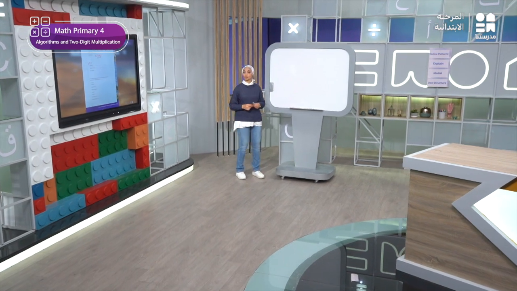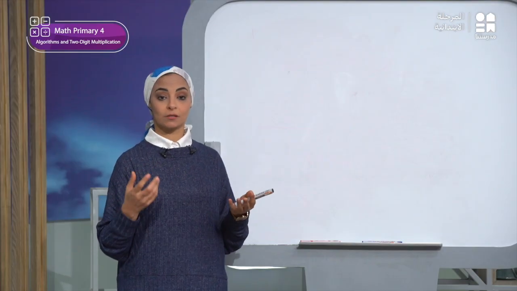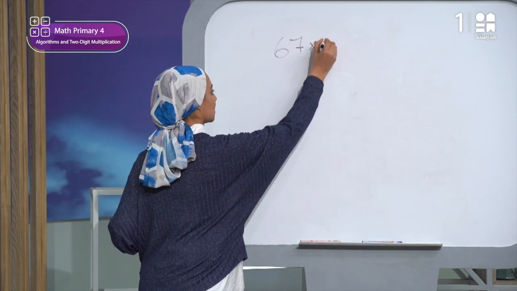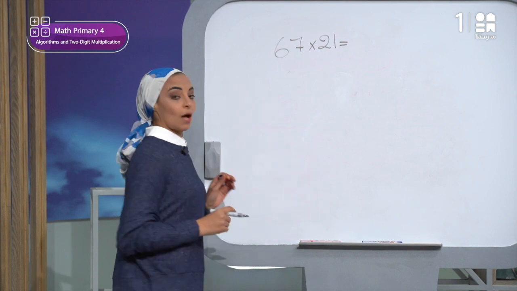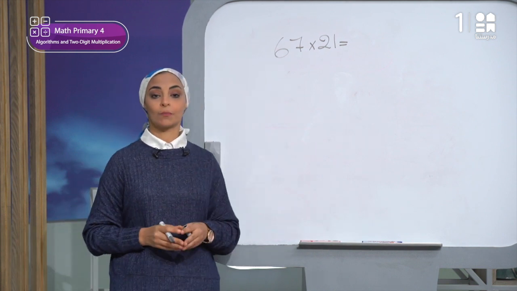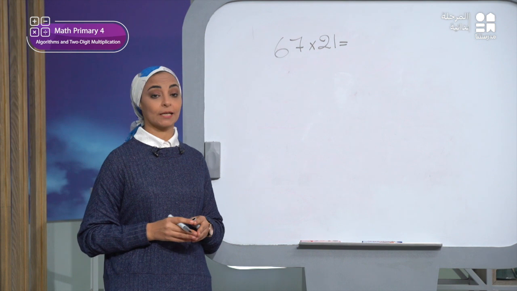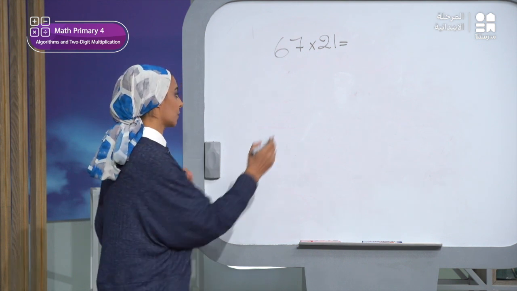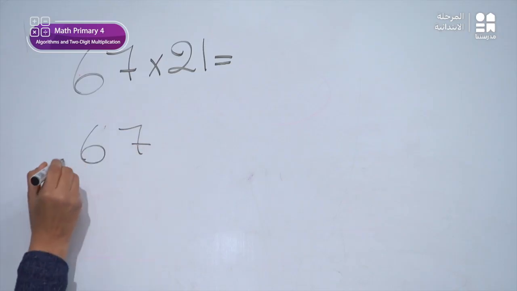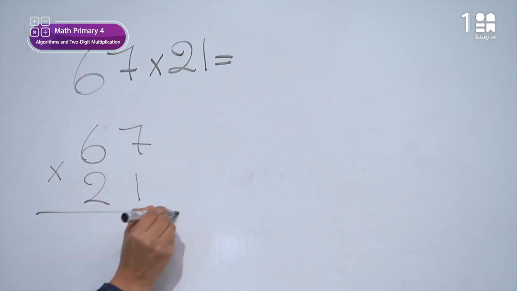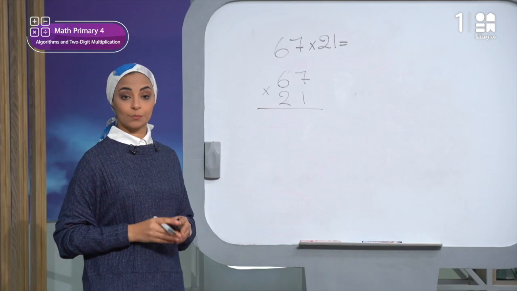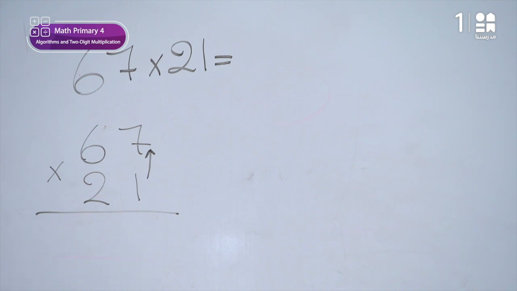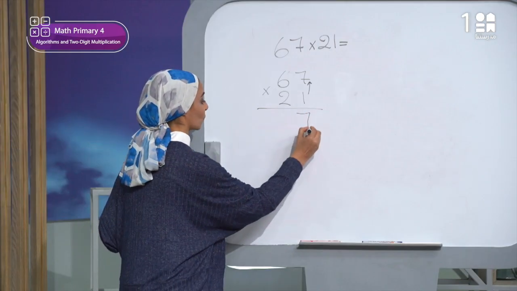Here problem number 1, I need to multiply 67 times 21. Let's write it together. 67 times 21. Okay, so I will start by multiplying the digit in the ones place. We agreed to use the standard form, so I write them under each other. 67 times 21. I will start with the ones place. So I'll multiply 1 times 7. Here 1 times 7 equals what? Excellent. 1 times 7 equals 7.